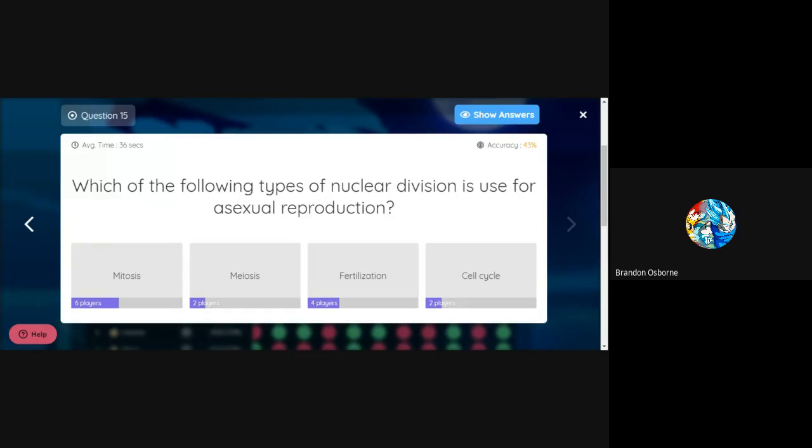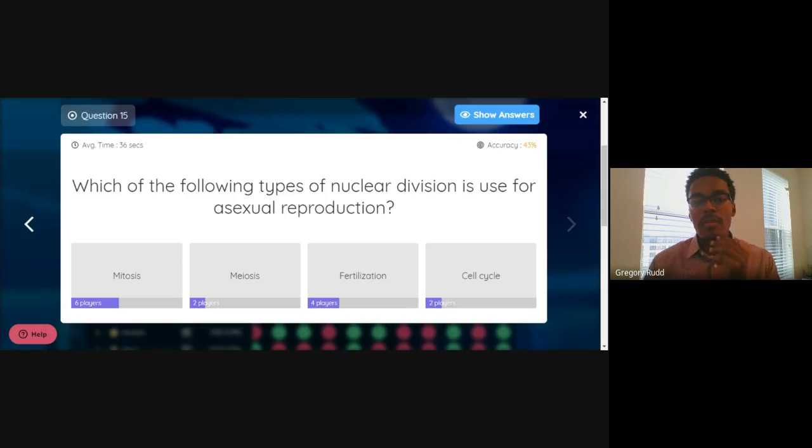Is it mitosis? Okay. Meiosis, right? We should be thinking about meiosis in this case because we're thinking about sexual reproduction. But I appreciate you, Brandon, for speaking out, and I appreciate you for saying something. Any other thoughts? What do we know about twins?